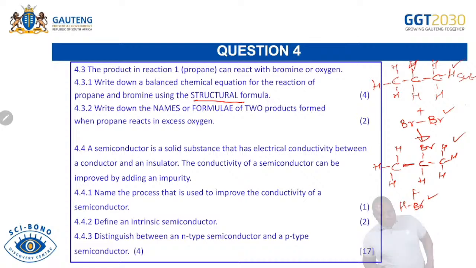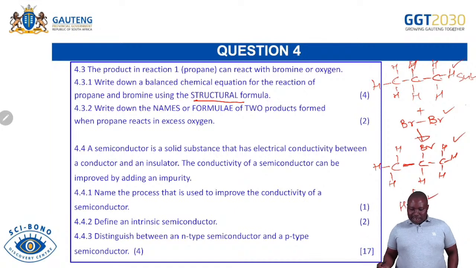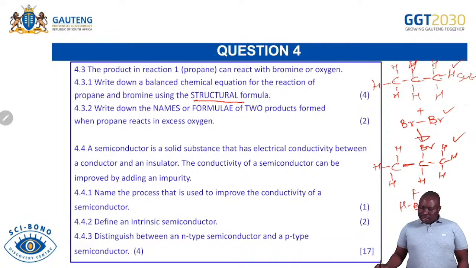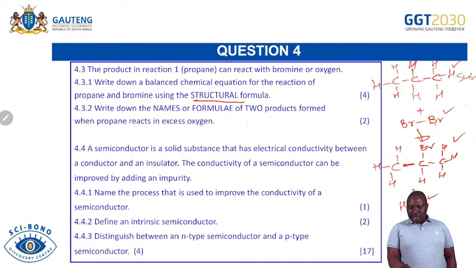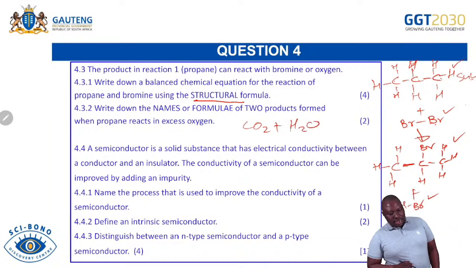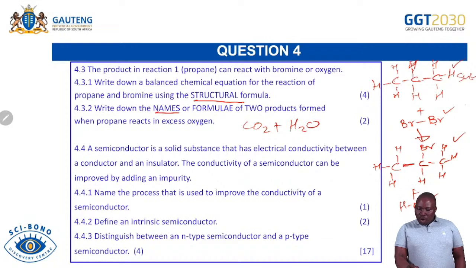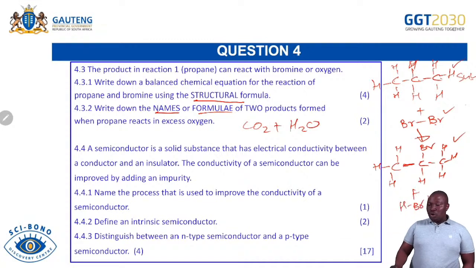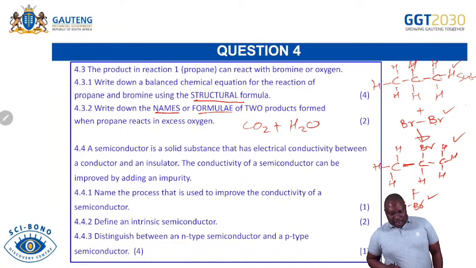Write down the names or formulae of the 2 products formed when propane reacts in excess oxygen. Remember, excess oxygen, that must be combustion or oxidation. I told you about the 2 products, that we have carbon dioxide and water. Don't forget that. Write down the name or formula. So always check, because sometimes it can say write down the name. So you must write carbon dioxide as a name and water as a name. So check always what we are asking you.